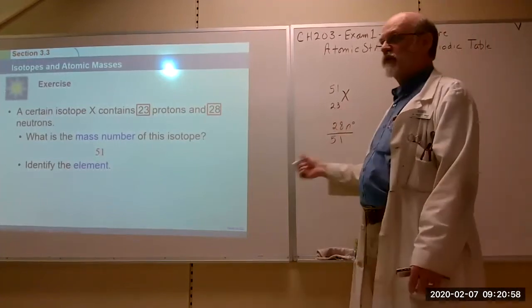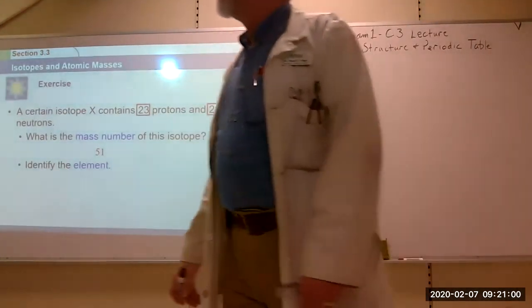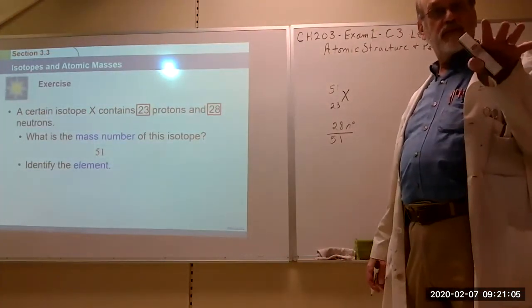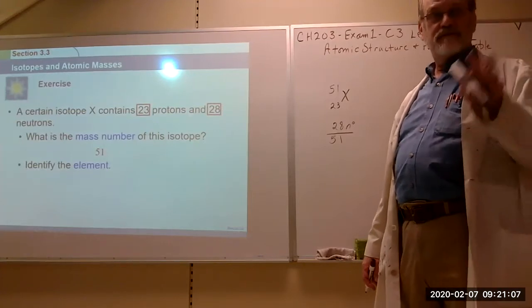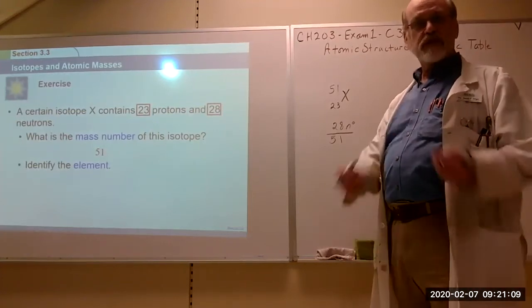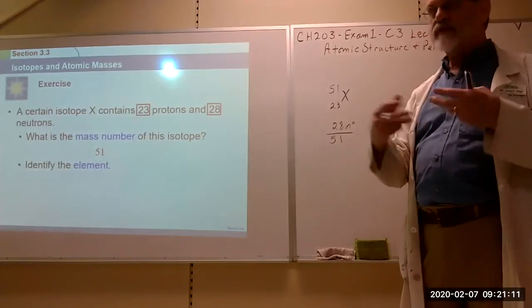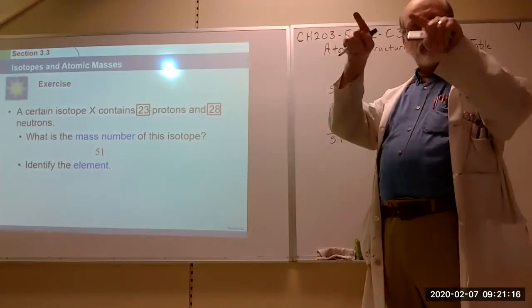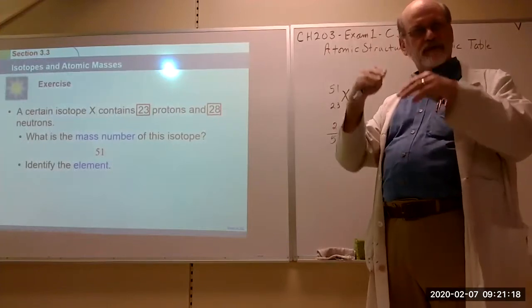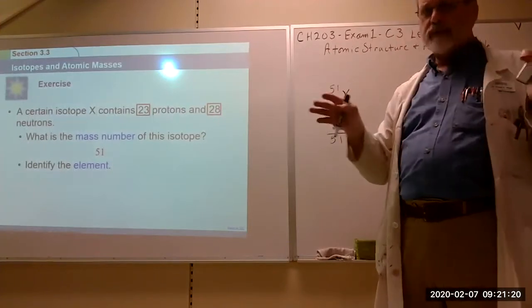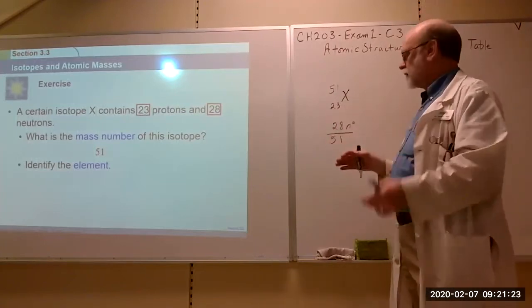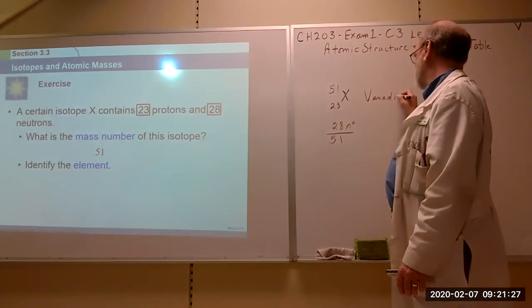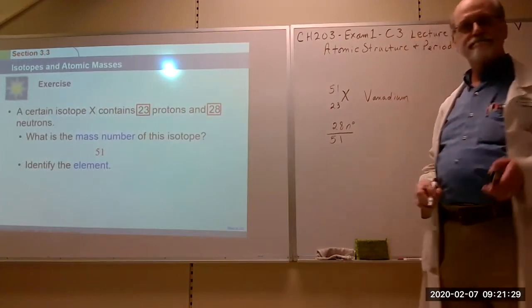Now, how do we identify the element? Simple. 23. What's 23? You know what V is? Have you started memorizing your element symbols? You should. You should make yourself some flashcards. Memorize those that I gave you in the periodic table that was outlined with the red and the pink background. Just those. You don't have to do the whole table. And V turns out to be vanadium.